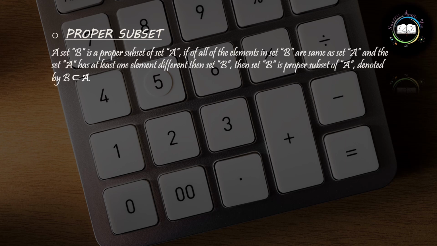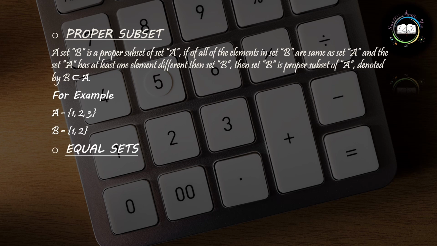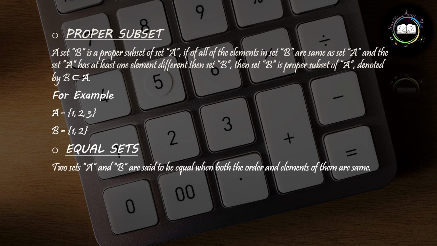For a proper subset, look here at the example. Set A has 3 elements of which only 2 are present in set B, making it a proper subset of set A. For equal sets, we see 2 sets that have the same and equal amount of elements.